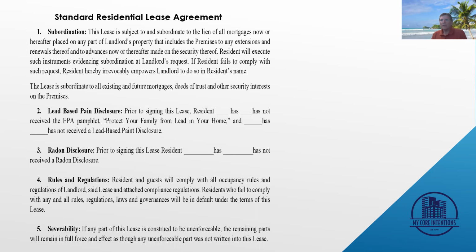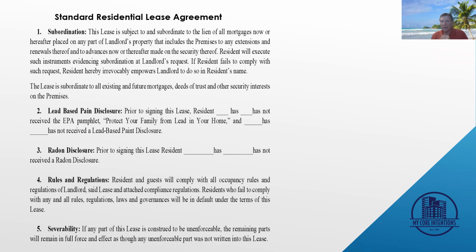Subordination. The lease comes second to all mortgages. So I want my tenants to know and be aware of the fact that my mortgage holder or lien holder comes before the tenant does. So if there's ever an issue or a foreclosure or a situation like that, the tenant can't come back after you because of neglect of paying the mortgage, because the mortgage comes first.